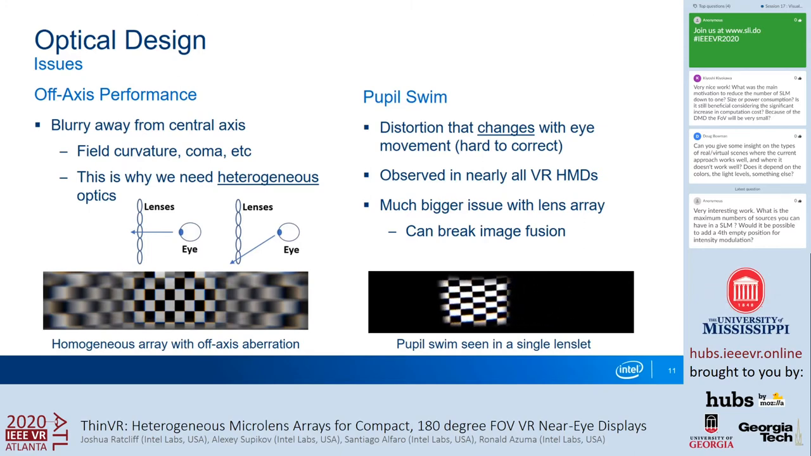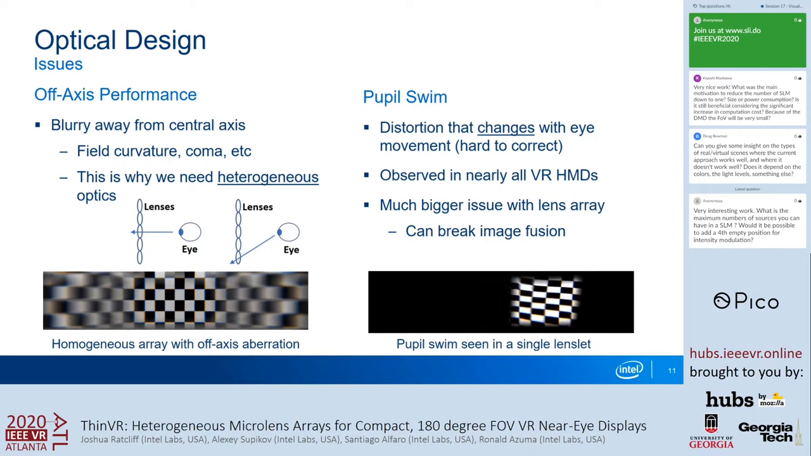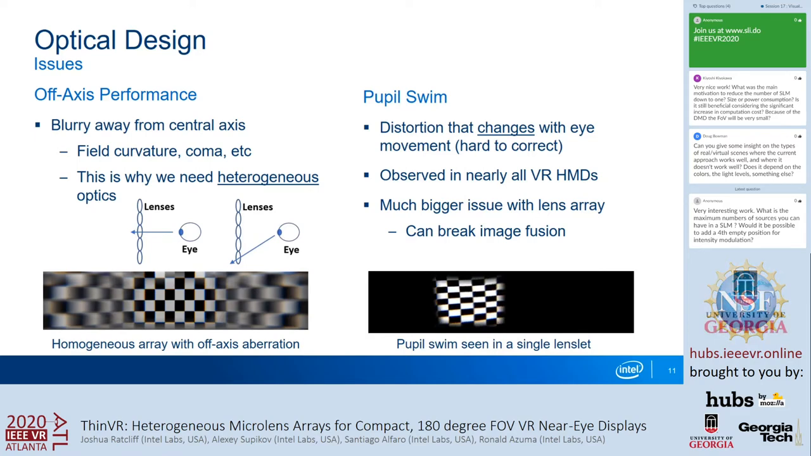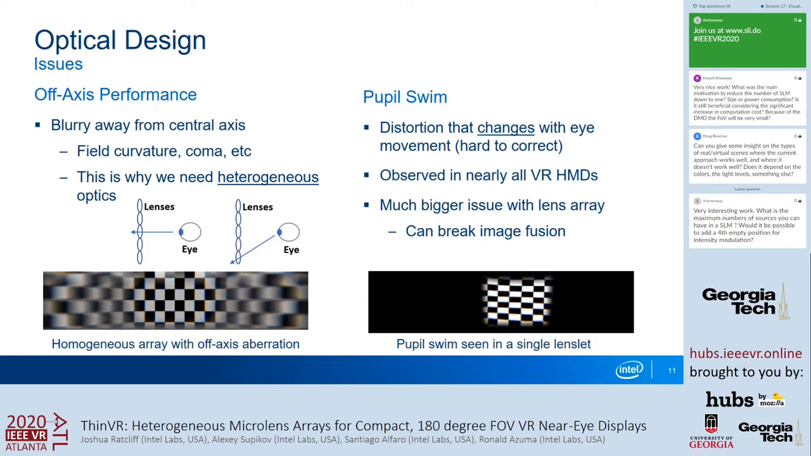Another issue is pupil swim. Pupil swim can be described as an image distortion that changes as the eye looks around the scene. This can be observed in nearly all HMDs today and is a ready source of simulator sickness. Furthermore, since the distortion pattern changes dynamically as the eye moves, it cannot be completely corrected by preconditioning the image. The video on the right depicts a single lenslet with substantial pupil swim distortion despite its sharp performance. Unfortunately for us, it turns out that pupil swim in lens arrays is yet an even bigger problem. Imagine the distortion shown on the video happening in 50 lenses at the same time. That would cause breaks at every lens boundary and ruin any sense of image fusion.